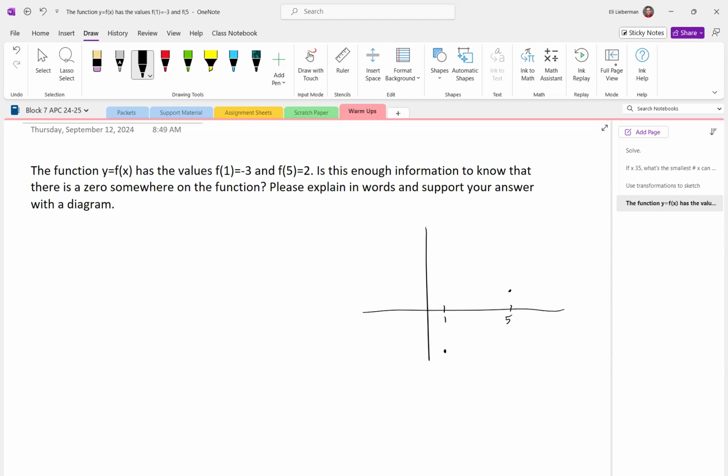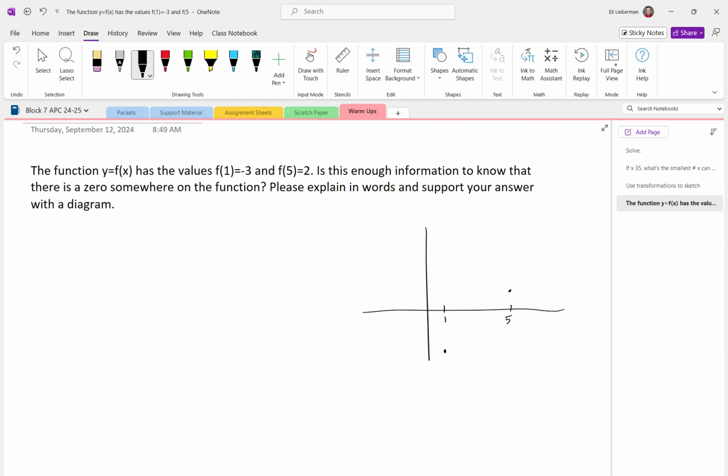Lydia? Probably because it could be like 1/x, so there could be an asymptote that prevents the two points from connecting. We don't know exactly the equation of the function. Okay, so where would that asymptote have to be to mess up this idea? I'm not talking specifically, but there's a region. I think it would have to be where x equals 1 and x equals 5.